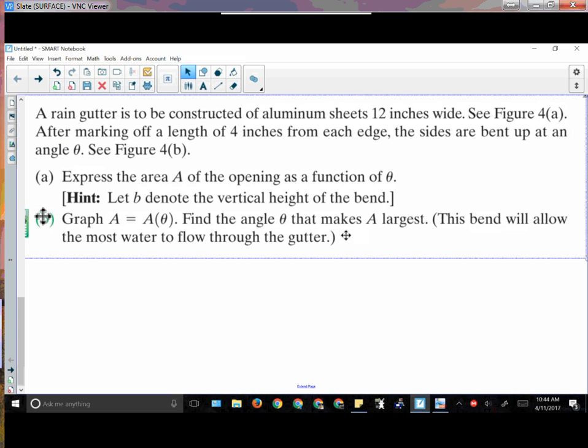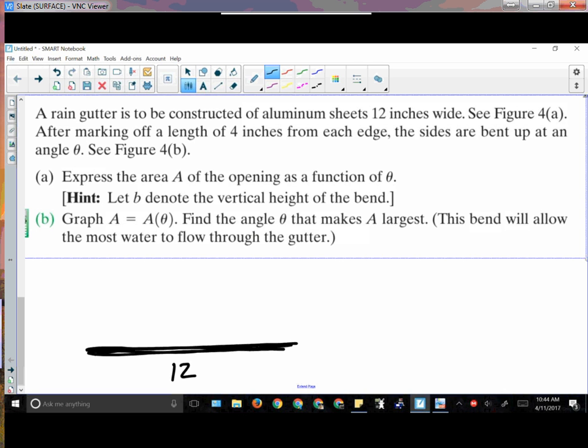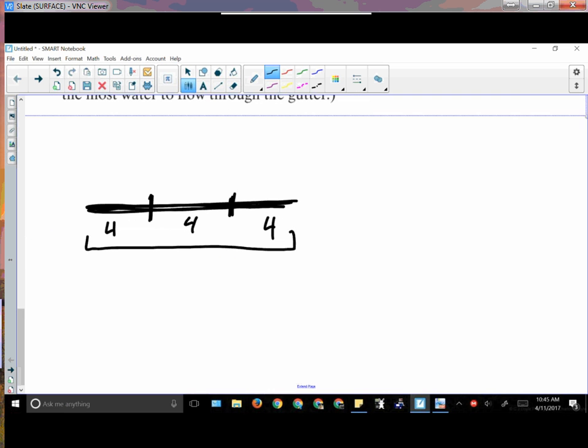So we're taking a look at a rain gutter to be constructed of aluminum sheets 12 inches wide. Again, a picture is worth 1,000 words, definitely. So we've got the 12 inches wide. Now it says after marking off a length of 4 inches from each end, so now we know that this is 4, and that is 4. Since the whole thing was supposed to be 12, what does that leave us on the inside? 4. Okay.